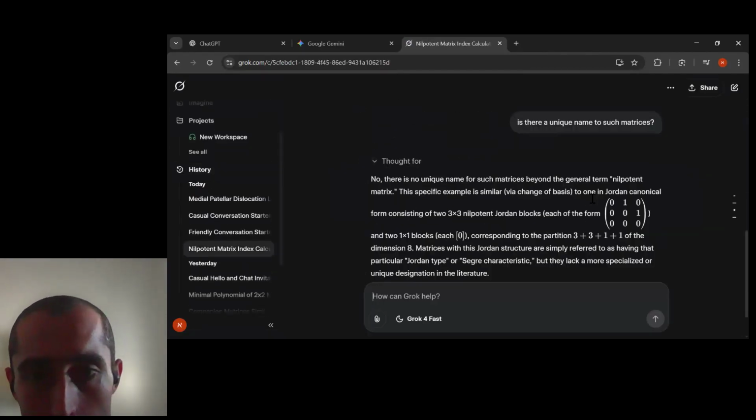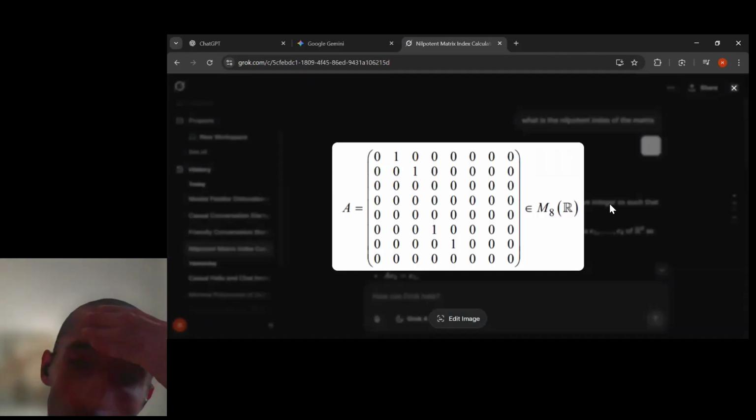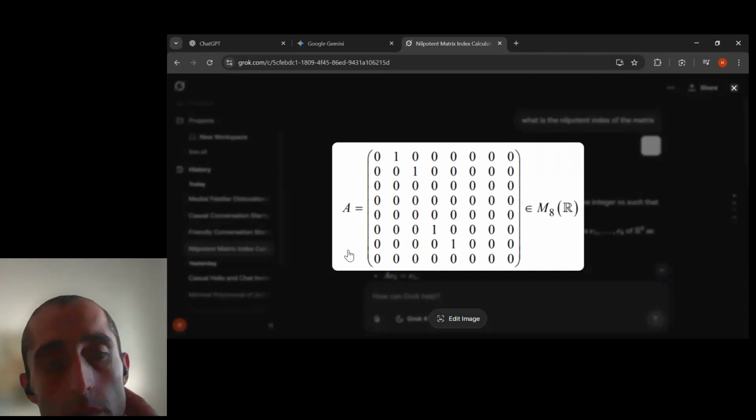So here it is. This is our matrix, right? Now I ask, what is the nilpotent index? It will be quite hard to take this matrix and raise it to the power of 2, 3, 4. You can do it, but it's quite hard.